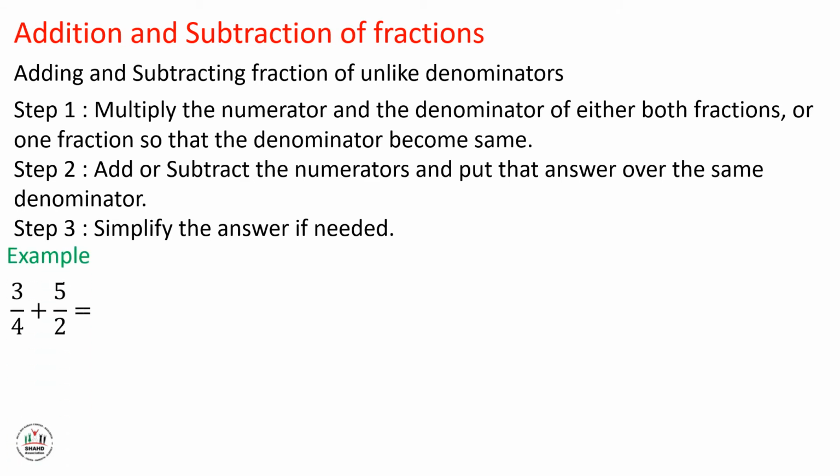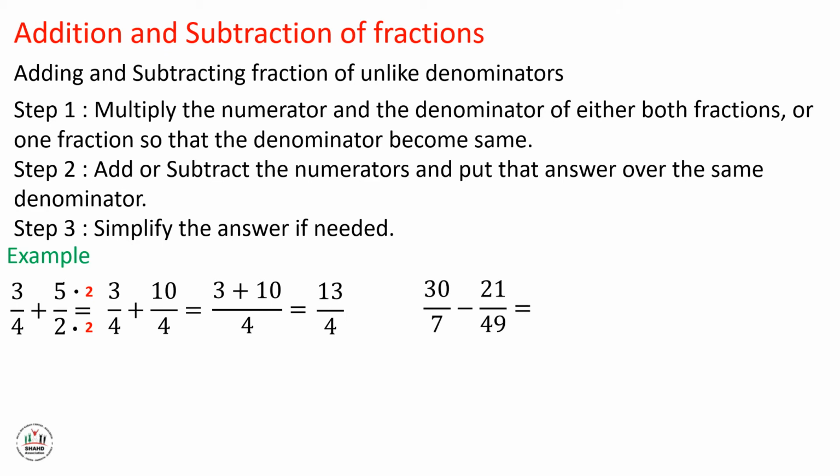Let's solve an example. 3 over 4 plus 5 over 2. We need to multiply the numerator and the denominator of the second fraction by 2 to make the denominators the same. And the new fraction will be equal to 10 over 4. 5 times 2 equals 10, 2 times 2 equals 4. Now we can take 4 as the common denominator and we can add 3 with 10. The final result will be equal to 13 over 4.